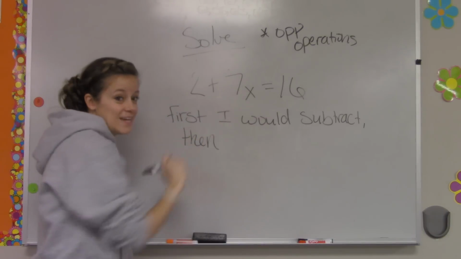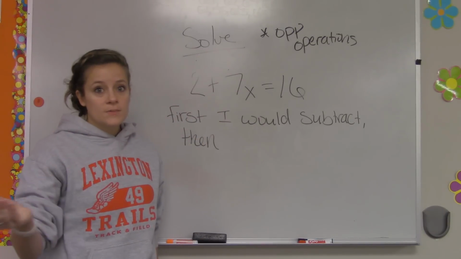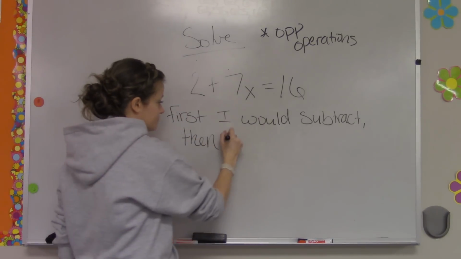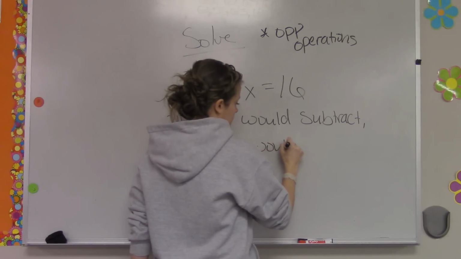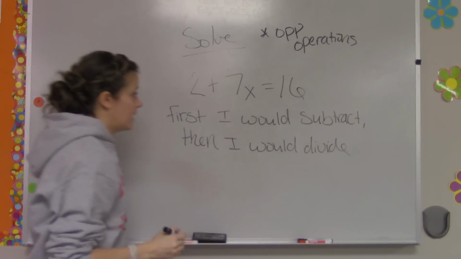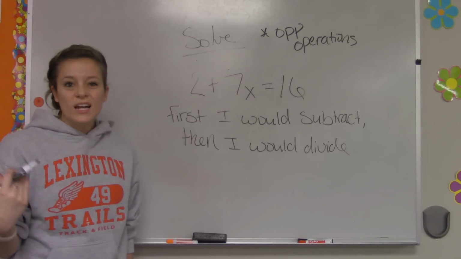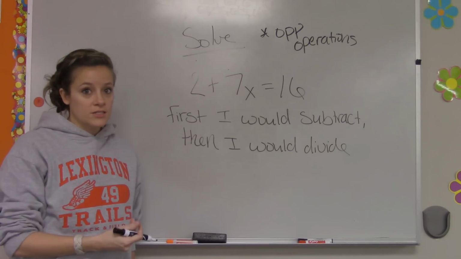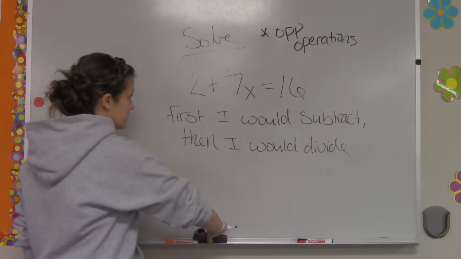Then, this was 7 times x. The opposite of multiplication is division. So then I would divide. If you write that out, then you already know what math steps you have to take when you actually go to solve the equation.